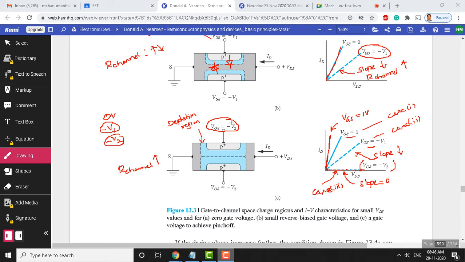But the only thing is VGS is more negative. Okay, but there is a VDS applied here. You can see this is ground, and we have connected a VDS here. Now you can see the electron flow takes place like this. This is the direction of electron flow, and since there is no channel region, the complete channel region is occupied by the depletion region.